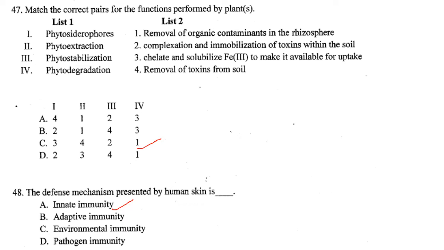Then phytoextraction, it is removal of toxins from soil. Then phytostabilization, it is complexation and immobilization of toxins within the soil. Phytodegradation, it is removal of organic contaminants in the rhizosphere. So answer is option C, that is 1, 3, 2, 4, 3, 2 and 4, 1. Then the defense mechanism presented by human skin is, it is innate immunity.